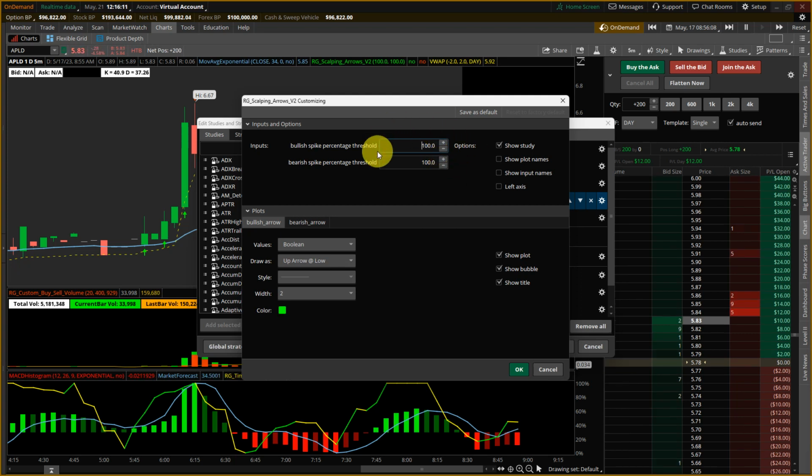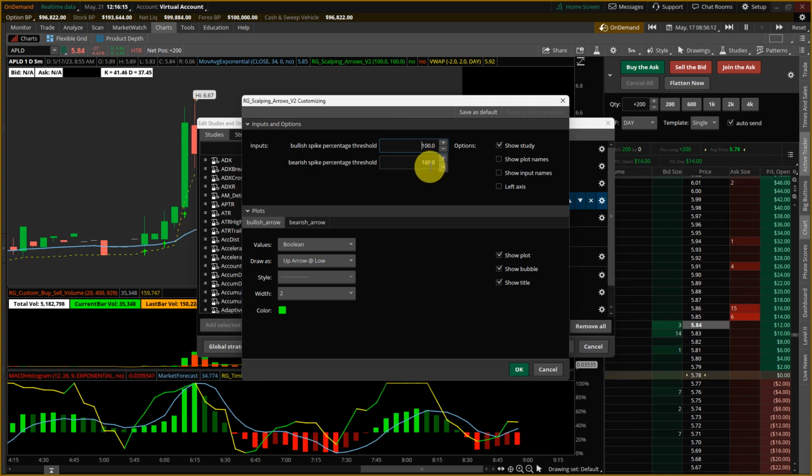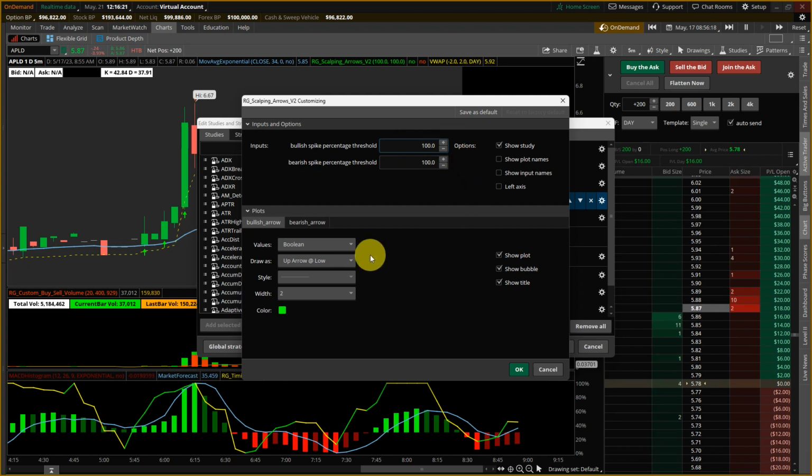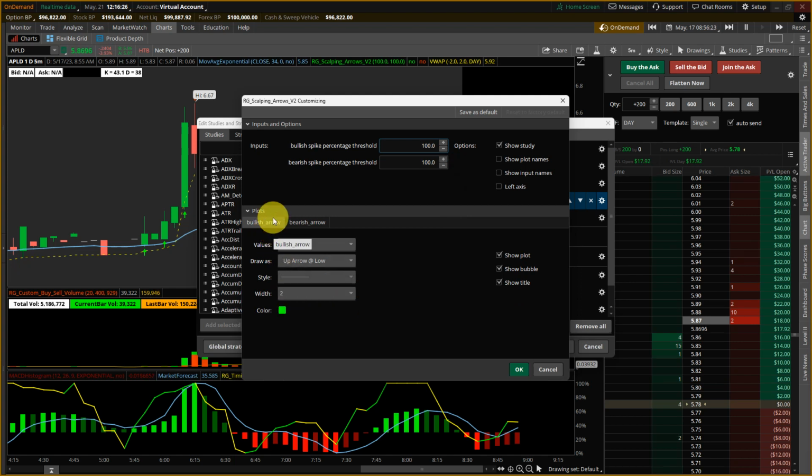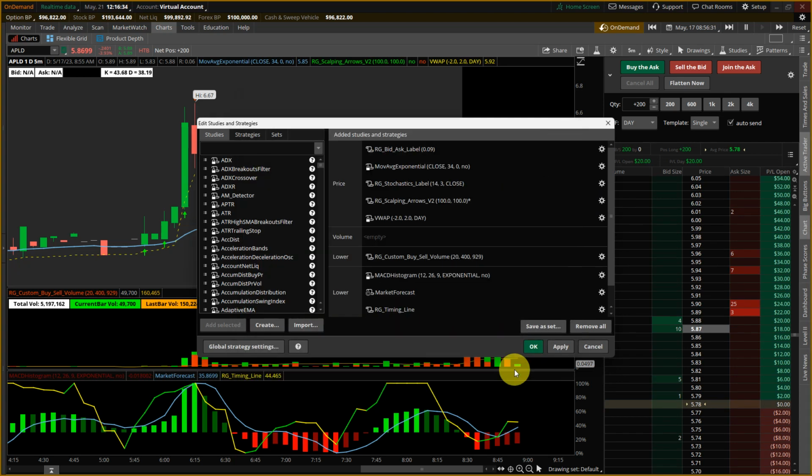If you want to use this indicator to short, you can leave it at 100 and 100, or move your 200 down here and leave the 100 up here. For the thickness of the arrows, you can select this tab, set the width to 2, this tab, and set it to 2. And that's pretty much it for this indicator.